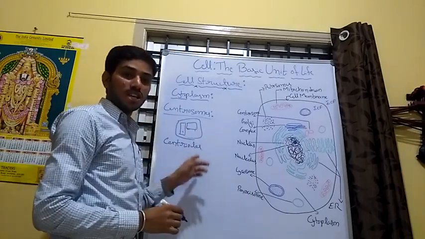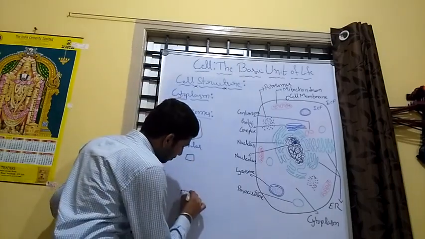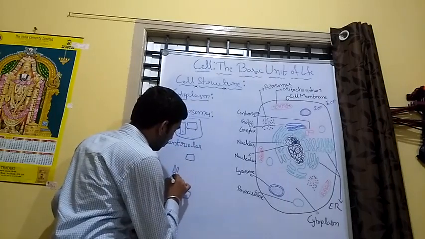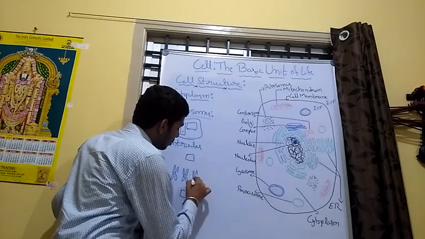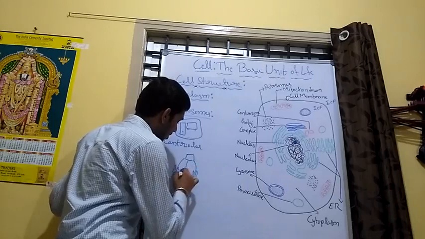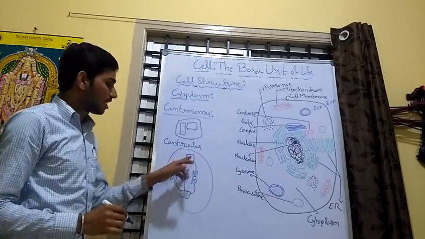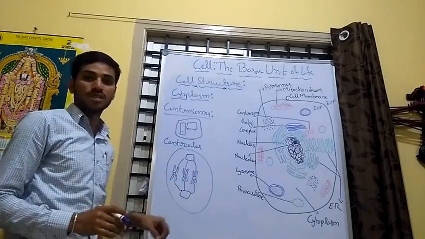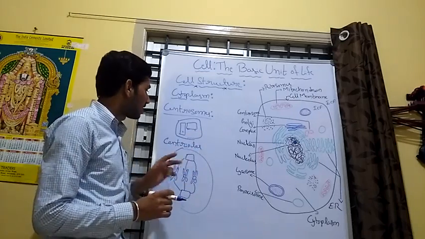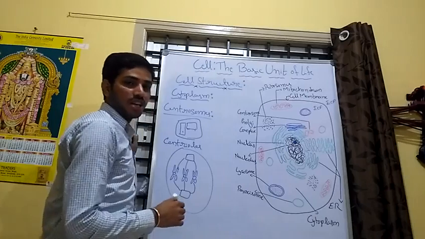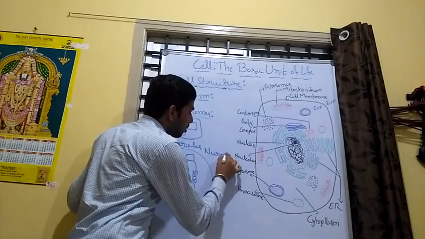These centrioles are responsible for the movement of chromosomes at the time of cell division in the cell. They drag the chromosomes towards both ends of the cell. The centrosome is absent in neuron cells.